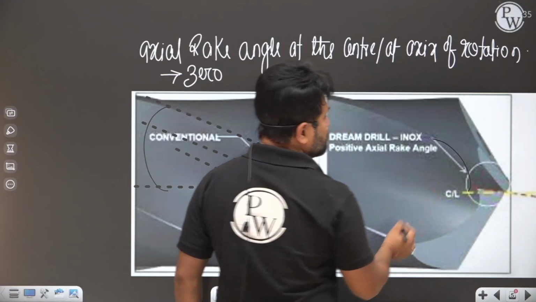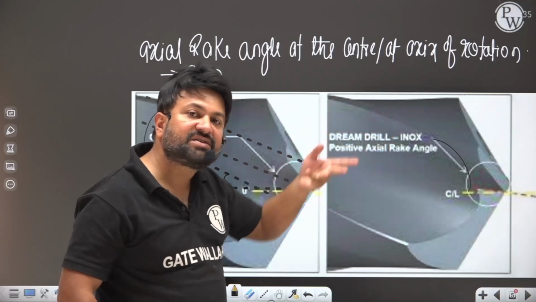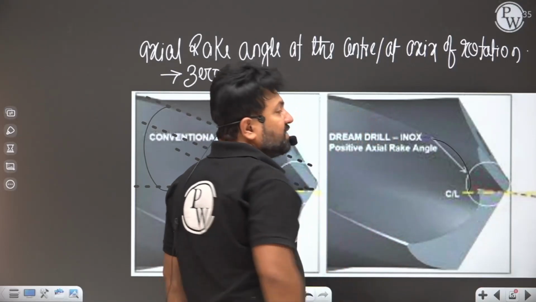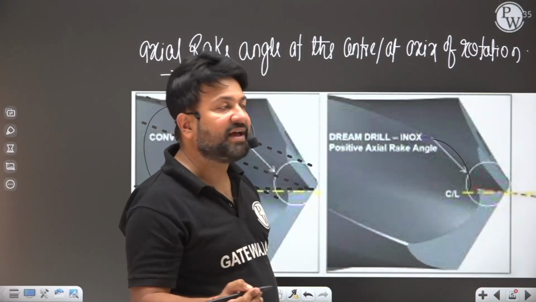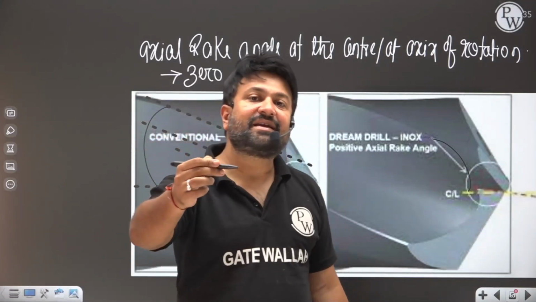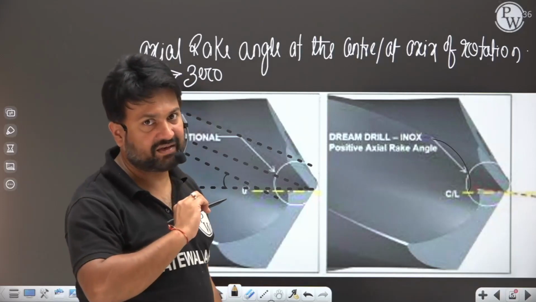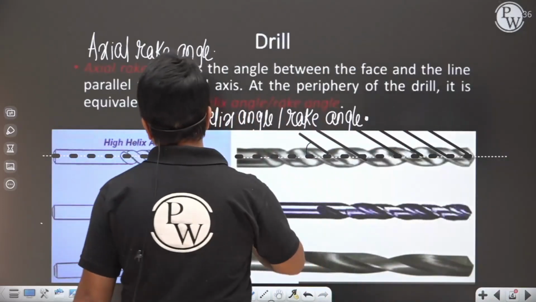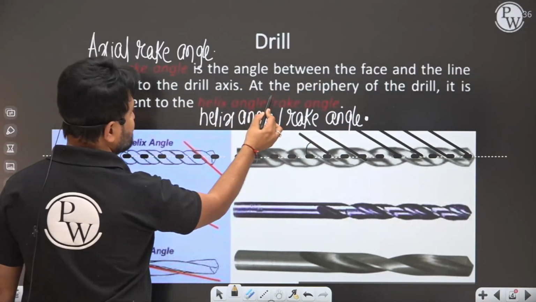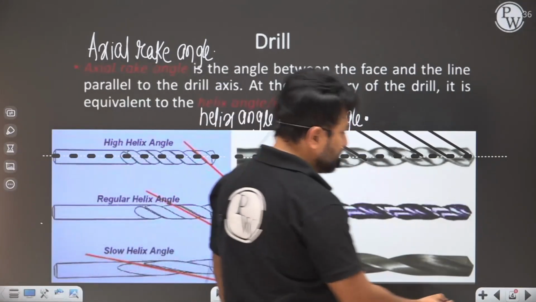So when the helical flute starts forming, the axial rake angle also starts changing, or starts making an angle with the axis of rotation. And at the periphery, that is at the edge of the flute, the axial rake angle has its maximum value, which is equal to the helix angle. So the axial rake angle is the angle between the face and the line parallel to the drill axis at the periphery of the drill. It is equivalent to the helix angle.